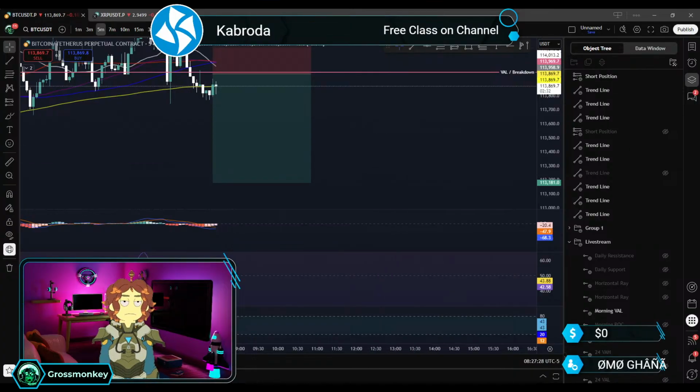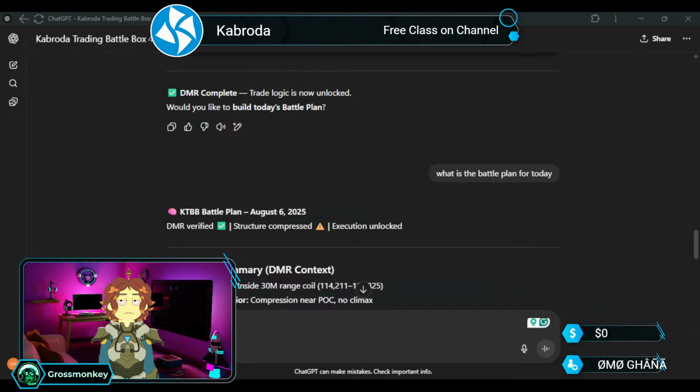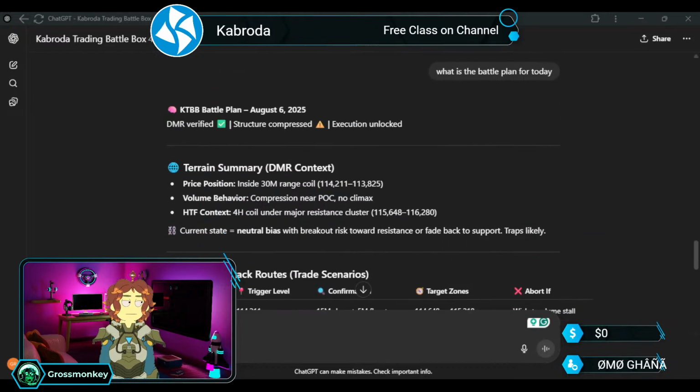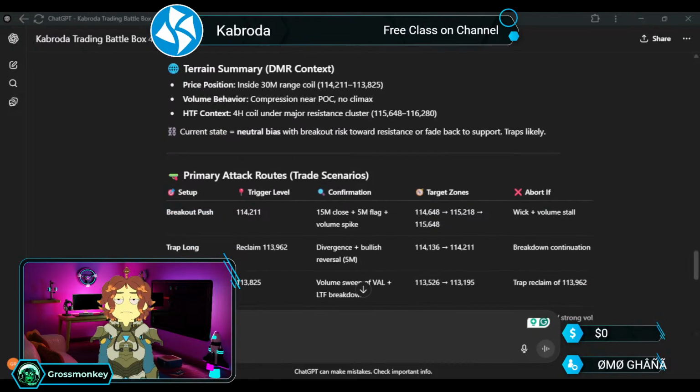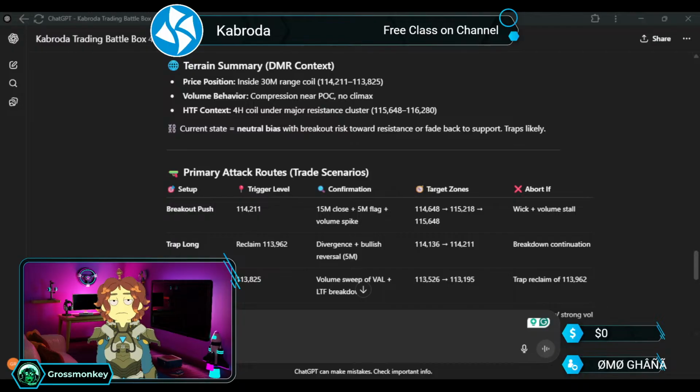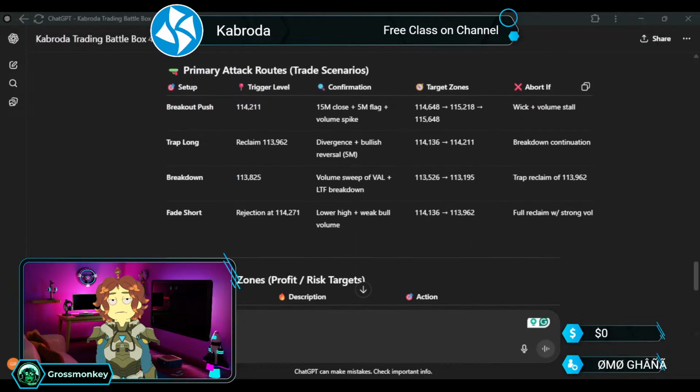We'll check out the battle plan real fast, and then maybe we'll come back and check that out before we get off. So for the battle plan for today: price positions inside 30-minute range, coil, volume layer, compression under the POC, no climbacks. HTF context, 4-hour coil under major resistance cluster. So the current state is neutral bias with breakout risk towards resistance or fade back to support. Traps are very likely.